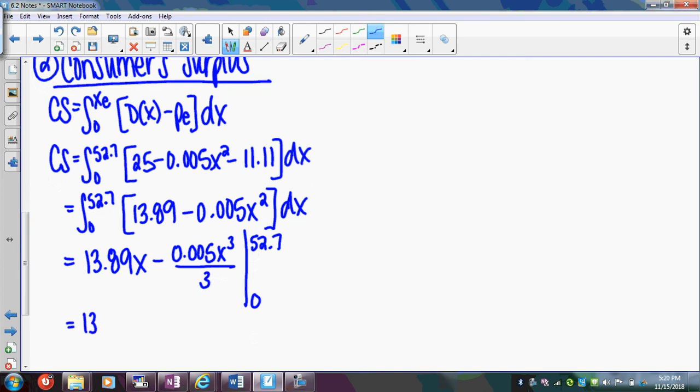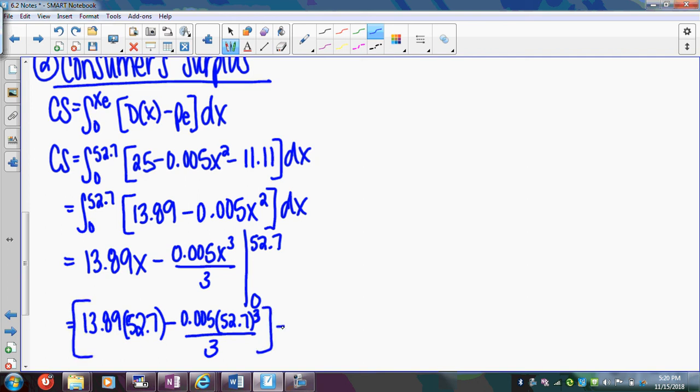So 13.89 times 52.7, minus 0.005 times 52.7 to the third over 3. You could simplify that a little, like do the 0.005 divided by 3 first if you wanted. Not that it's going to make it any easier.